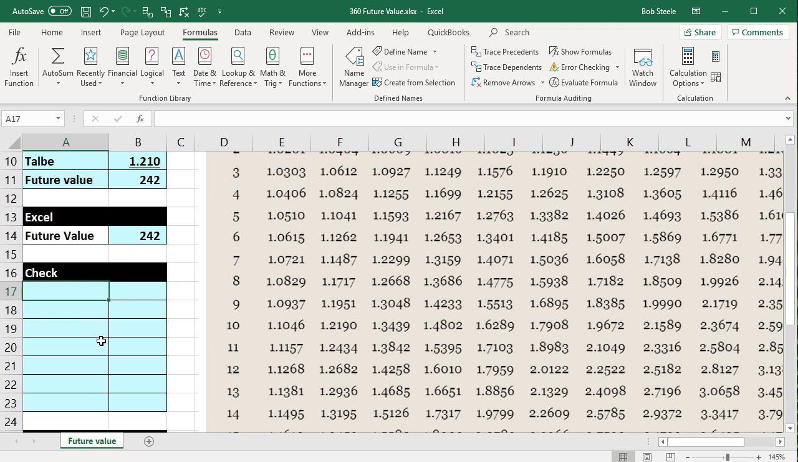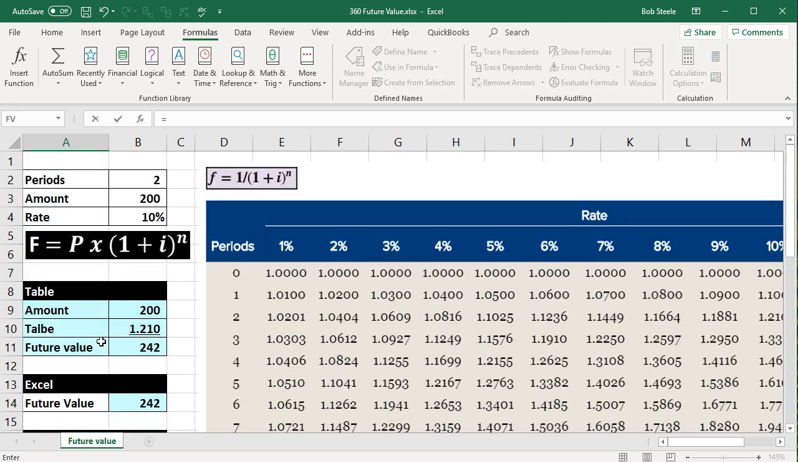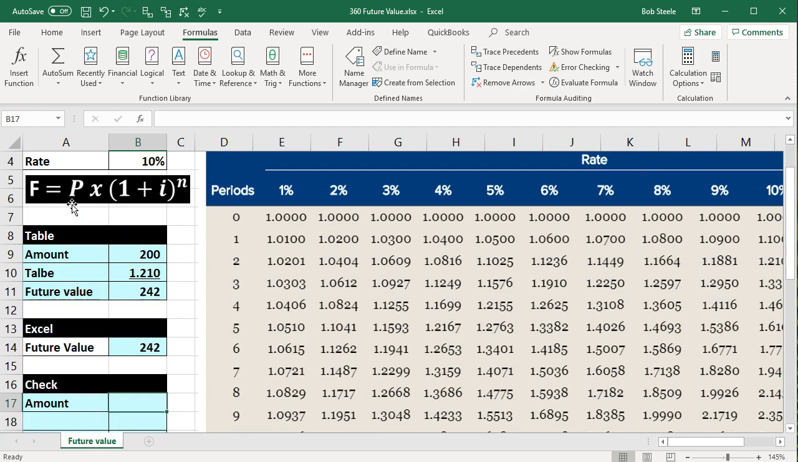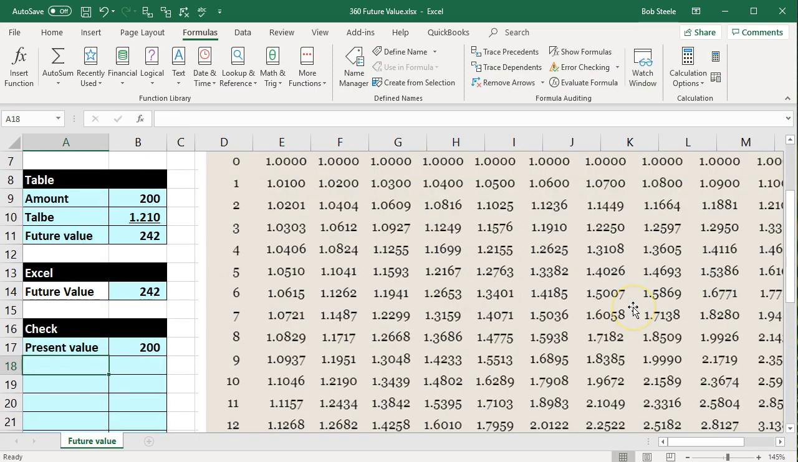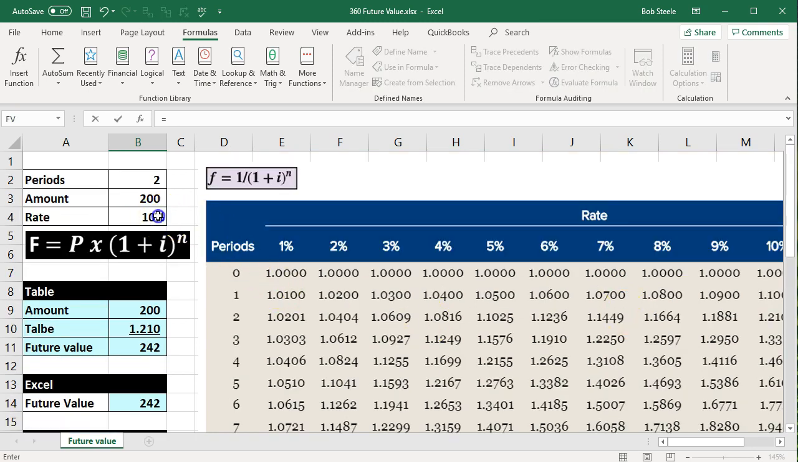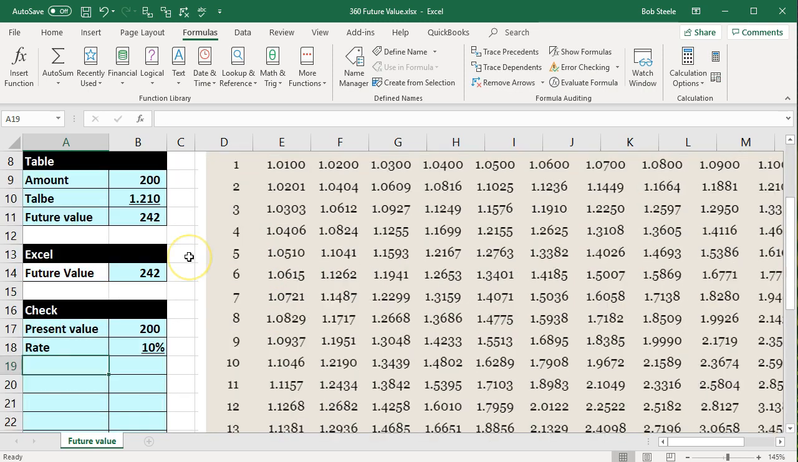So if we say the check, let's start off with the present value of the amount, and we're going to say this is going to be the 200. And then we're just going to say the rate is equal to the 10%. And this is going to be after 1 year, then there's going to be an increase after 1 year of 200 times 10%. That's going to give us $20.